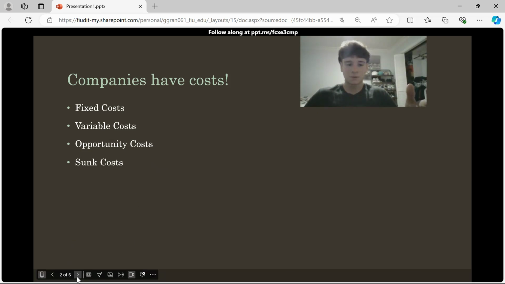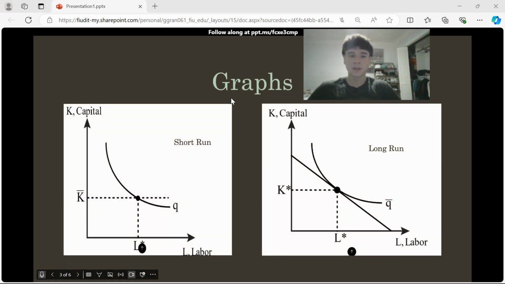Moving forward, I have some graphs right here. I have my short-term graph and my long-term graph. In my short-term graph, you can see that we don't have a baseline. On the long-term graph, we do have a baseline. In the short-term graph, we can only change the amount of labor we put in. K is capital. This isn't something that changes. In the short term, it's all dependent on the amount of labor we're going to put in in order to make the most amount of money.